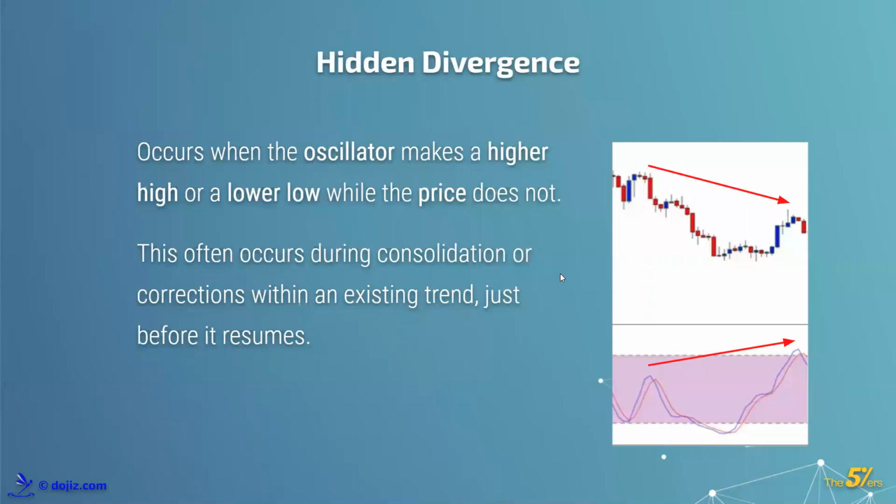Hidden divergence occurs when the oscillator makes a higher high or a lower low while the price doesn't. It's the other way around from a regular divergence. In a regular divergence, the price makes a higher high and the oscillator makes a lower high. Here, the oscillator is actually making a higher high when the price doesn't.